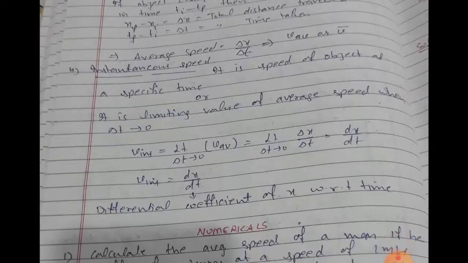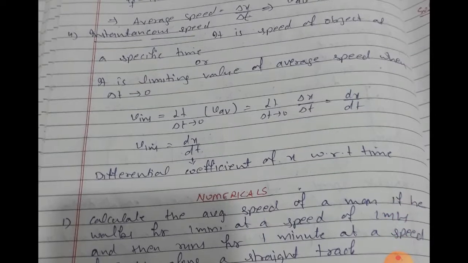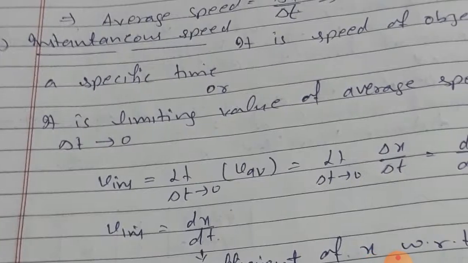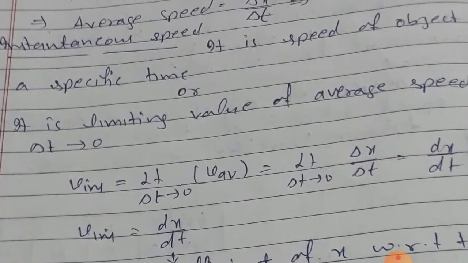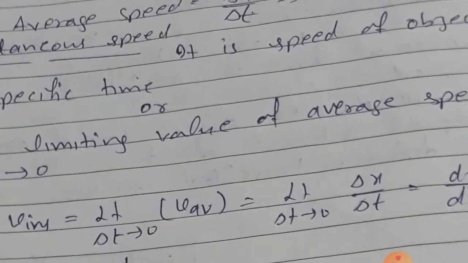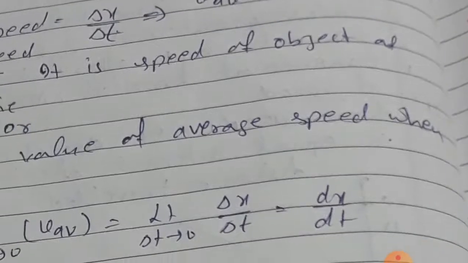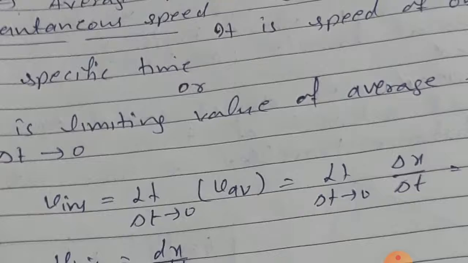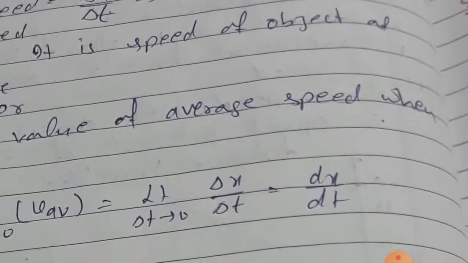Next one is instantaneous speed. It is the speed of object at a specific time, and it is also defined for variable speed. If object is moving with variable speed, its speed is different at different time. So at a particular time, what is the speed of object? That is called its instantaneous speed. We can also define it as the limiting value of average speed when delta t approaches 0. Here we have defined instantaneous speed in terms of average speed.